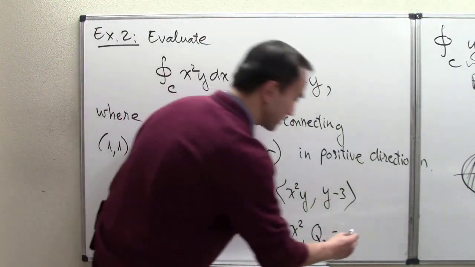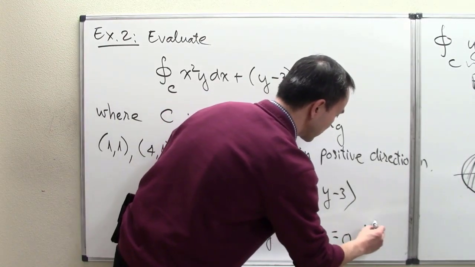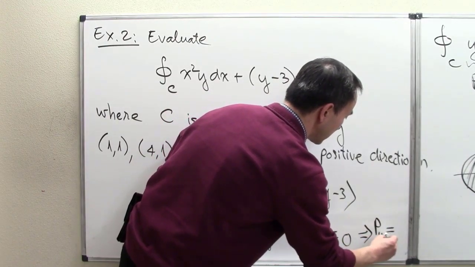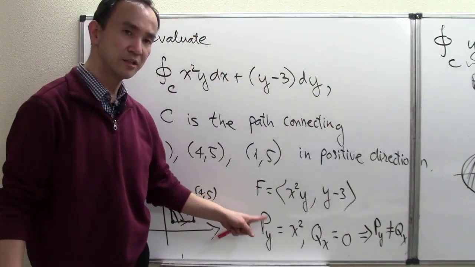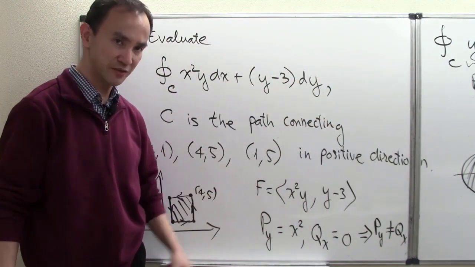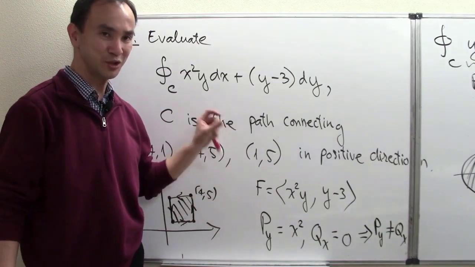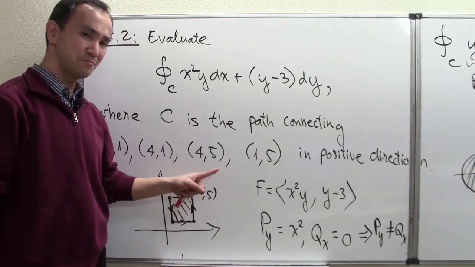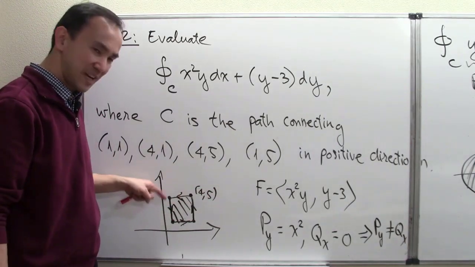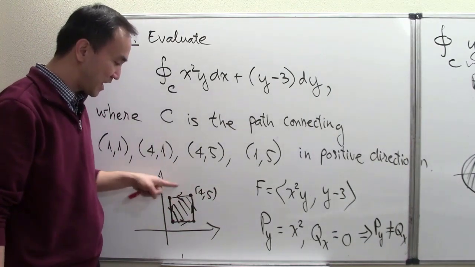And that's why I pointed out that result earlier. Py is not equal to Qx, and so in this case, clearly our vector field here is not conservative. And this is where the usefulness of Green's theorem comes in. The better usefulness of Green's theorem is that we don't have a nice closed loop.